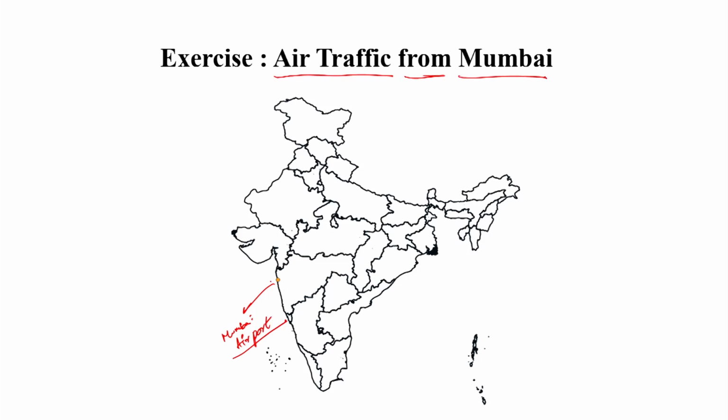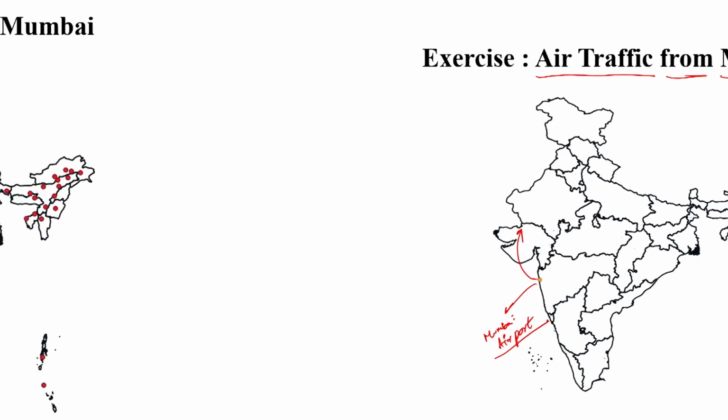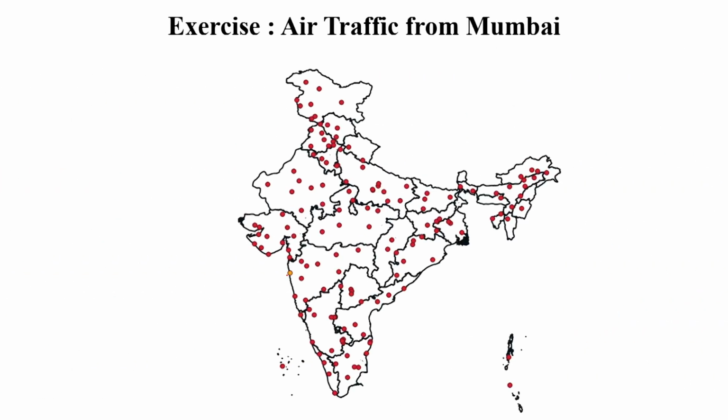So, we will just plot the outward flow. We will not be plotting the flights which are coming inside, we will be only showing the traffic from Mumbai, not the incoming traffic. Here we have all the other airports marked in our map. So, this is Mumbai, right.